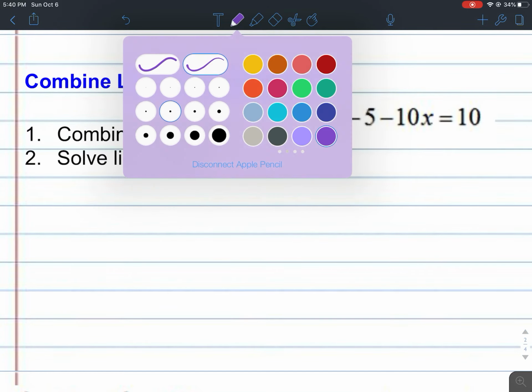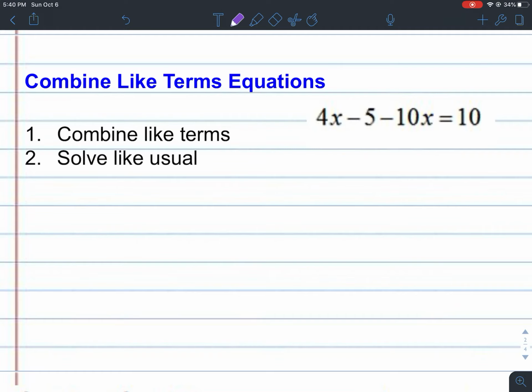Hello, this is going to be a video about combining like terms within equations. So what we're talking about is equations that look like this one. You want to make sure you copy down all of the notes that I write on the screen. And if you need to pause the video to return to it later, that's fine too.